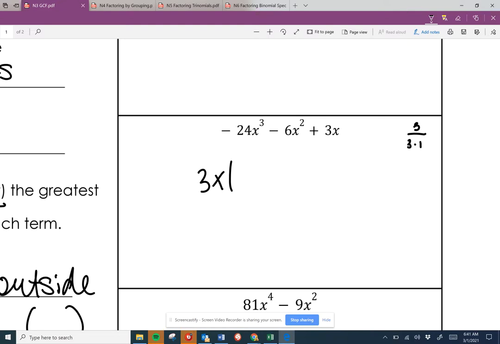So this is a negative, right? Sometimes if every single term is negative, we'll factor out a negative, but in this case, it's just the first two, so we're not going to do that.